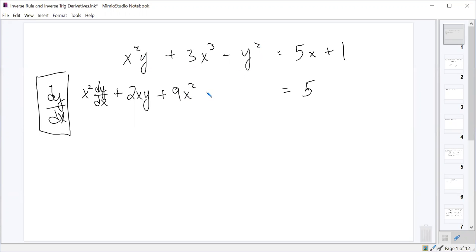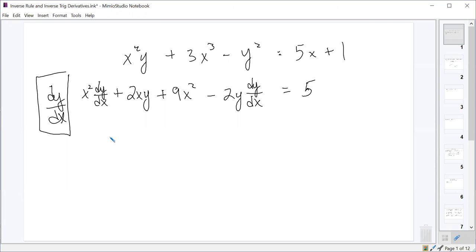And then our 3x cubed just becomes a 9x squared. And then the y squared becomes a minus 2y. But since we're taking the derivative of a y term, it has to have a dy dx attached to it. Good or no? So far? Yeah.